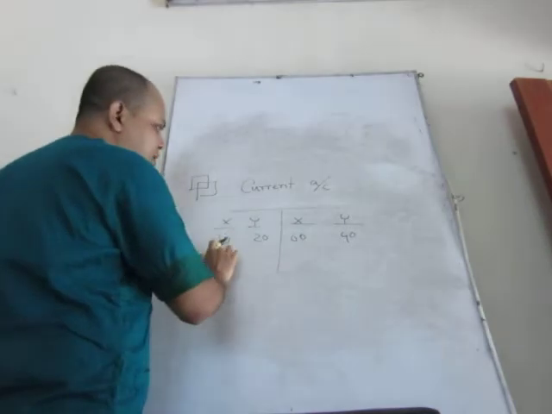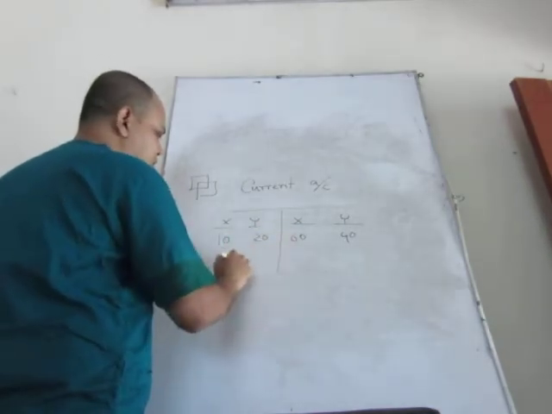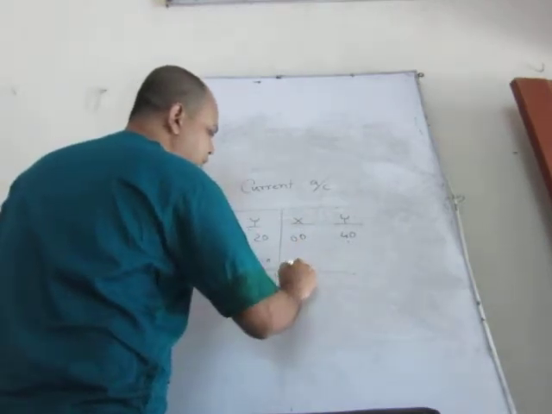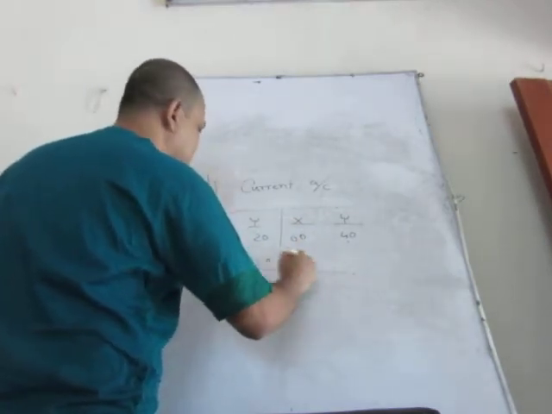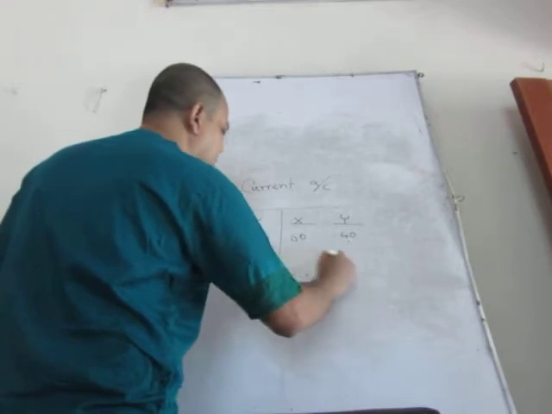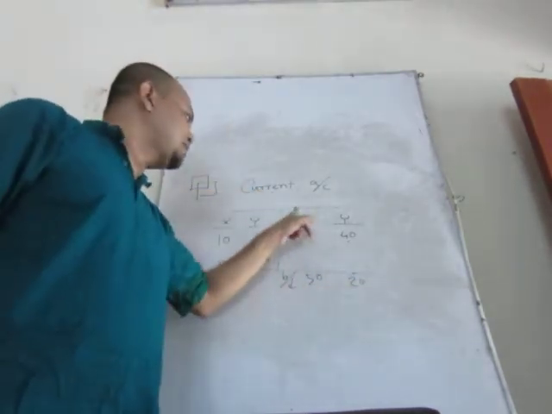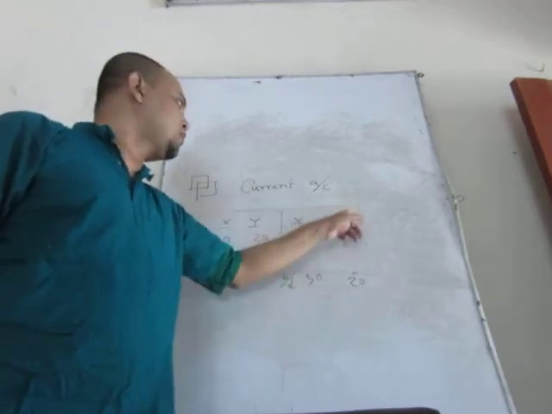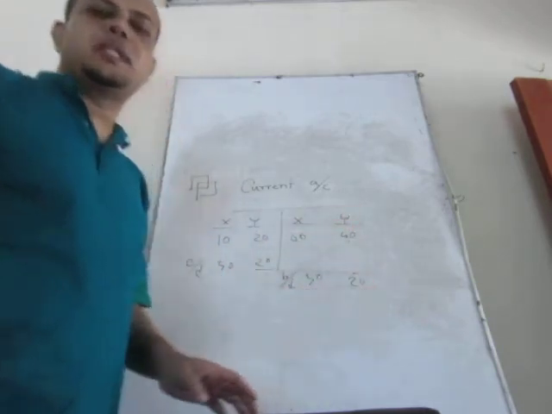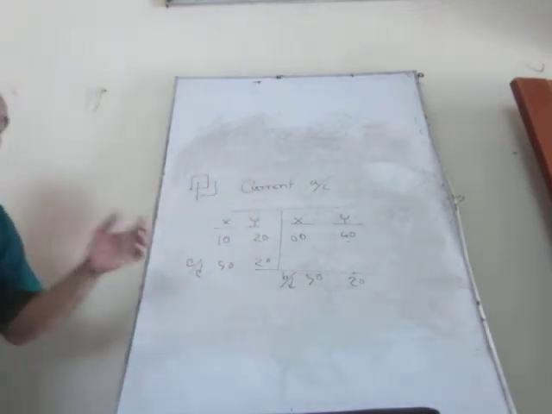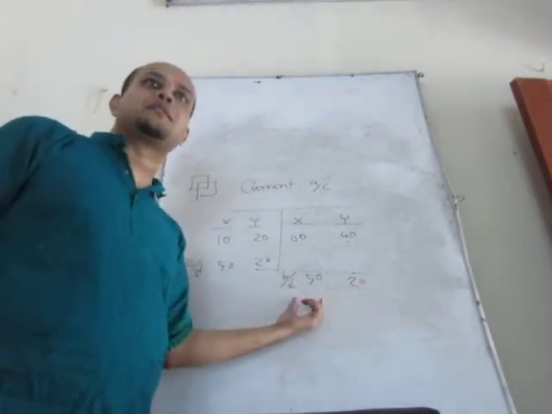CD is for X, that is 50, and for Y, that is 20. That means BD, you can say for X this is 50, and for Y this is 20. So according to the current account, X's balance is $50 and Y's balance is $20. So it is the normal scenario that the current account is a part of capital. That's why the balance is a credit balance.